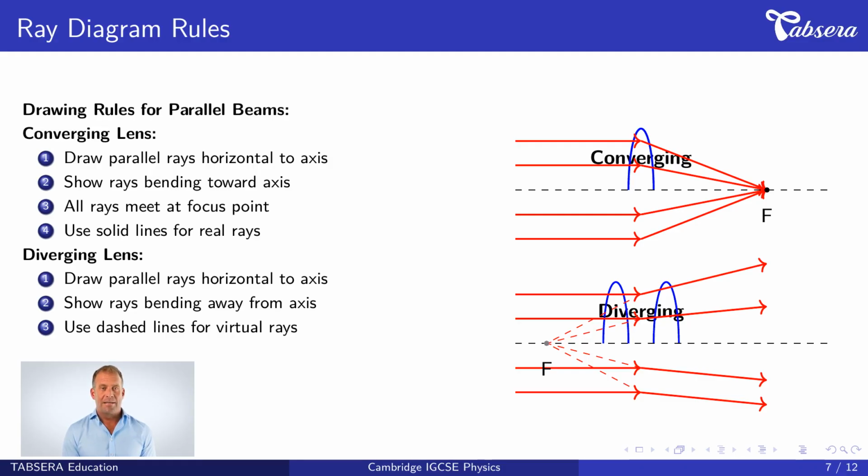For diverging lenses, first, draw parallel rays horizontal to the principal axis, just like converging lenses. Second, show rays bending away from the axis after the lens. This demonstrates the diverging effect. Third, use dashed lines for virtual rays that extend backward to the virtual focus. These show where rays appear to originate. The diagrams illustrate both cases clearly, showing the fundamental difference in ray behavior between converging and diverging lenses.